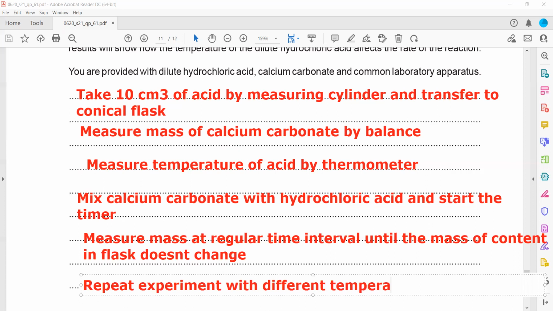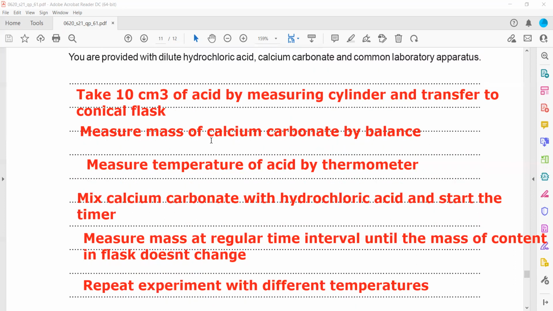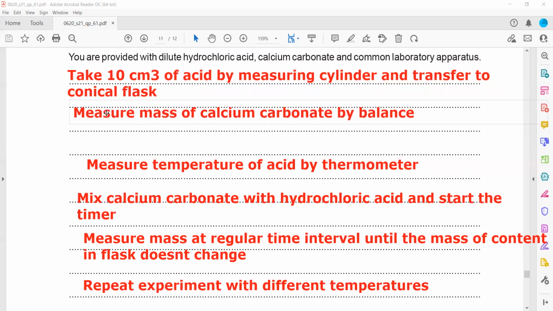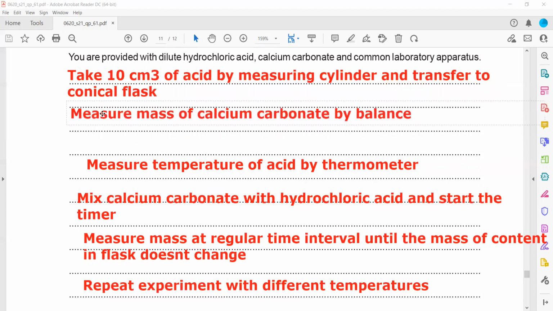So first we take 10 cm cube of acid, measure by measuring cylinder and transfer to a conical flask. Then we measure the mass of calcium carbonate by balance. Then we measure the temperature of acid by thermometer. Then we mix calcium carbonate with hydrochloric acid and start the timer. Then we measure the mass at regular intervals until the mass of the content in the flask does not change. It means the reaction stops. And then we repeat the experiment with different temperatures.